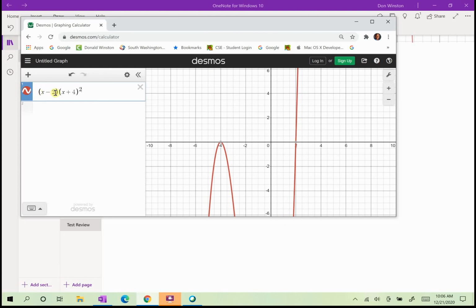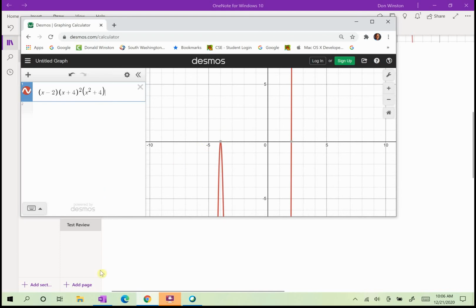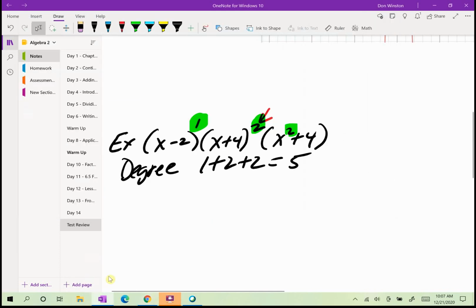So x minus 2 has a zero of 2, an exponent of 1. Okay, so it's going to cross the x-axis, and I can see that there. And then x plus 4 squared has a zero of negative 4. And because it's raised to an even exponent, it's going to be tangent to the x-axis. And then finally, I had x squared plus 4, which won't cross, nor will it be tangent to the x-axis. So complex zeros never cross the x-axis, nor are they tangent. So there. The degree will be 5.